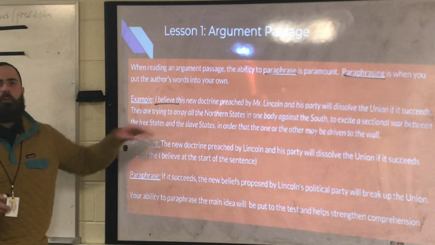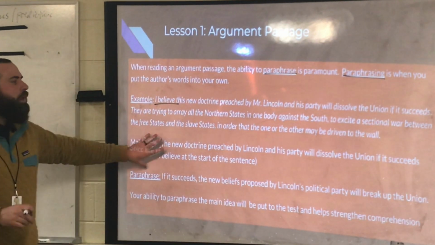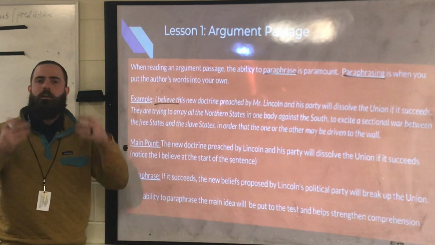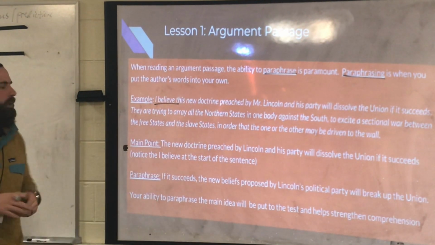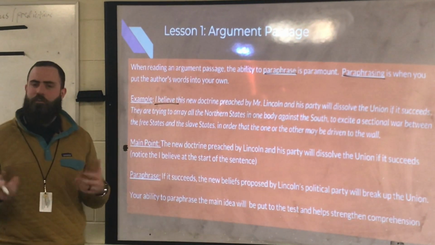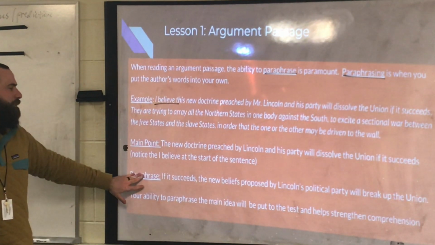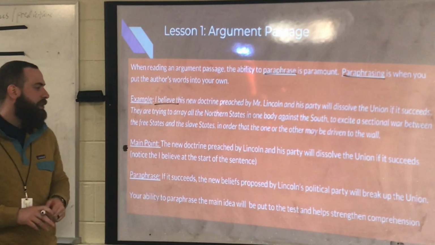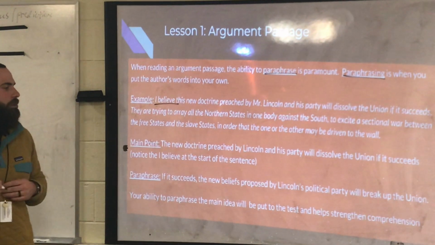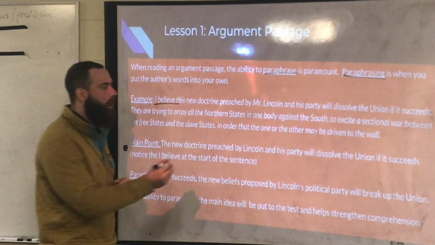Again, we pointed out that I believe, that was our tip. But we don't want to leave it in that. We want to try to take it, consume it, and translate it into language that is more student-friendly for yourself. So I might paraphrase: if it succeeds, the new beliefs proposed by Lincoln's political party will break up, right?